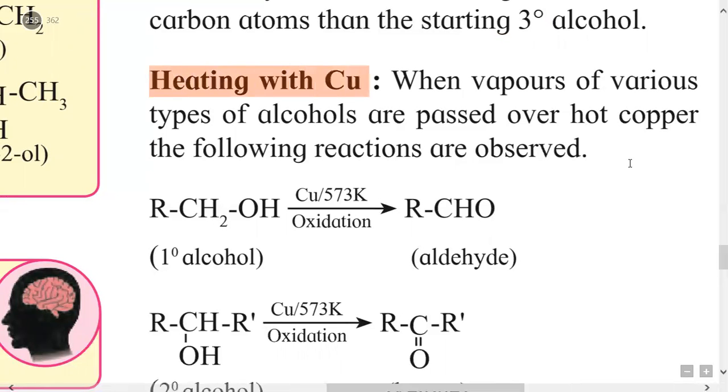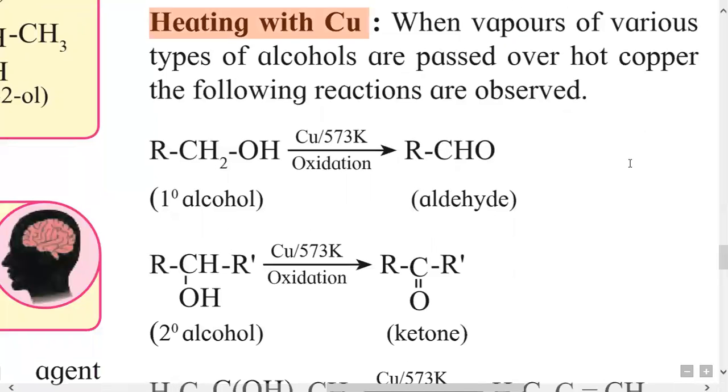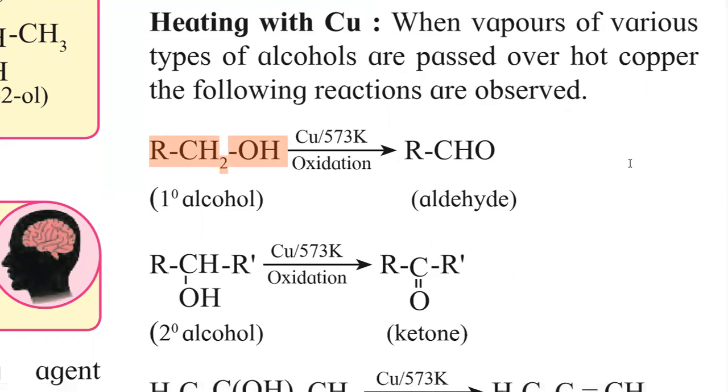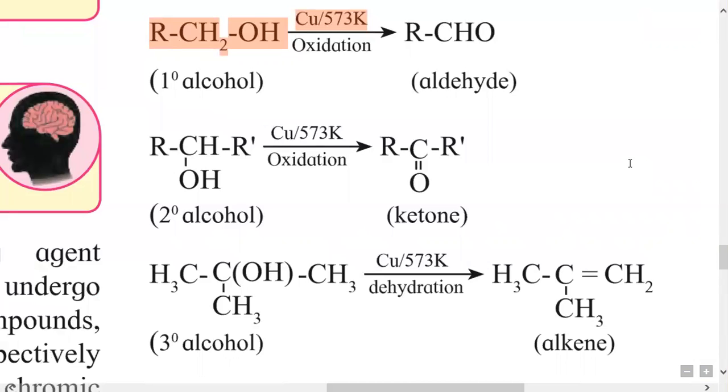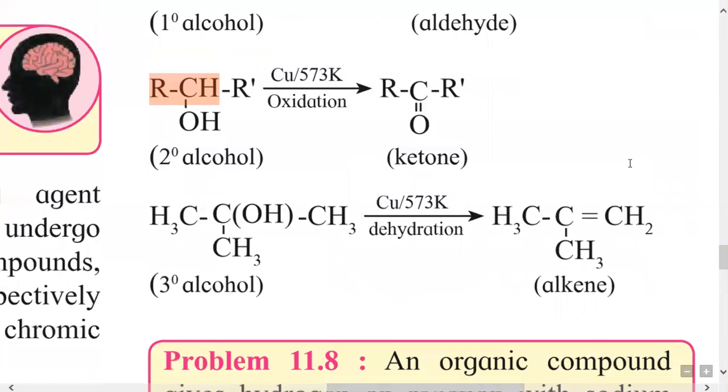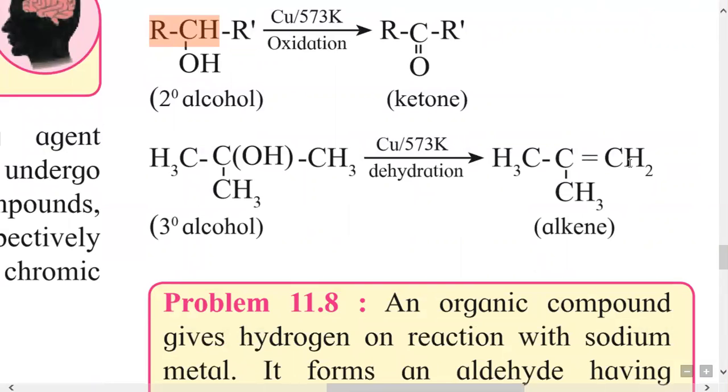Then heating with copper metal, this is again oxidation reaction. Here the primary alcohol RCH2OH, when these vapors of primary alcohol are passed over copper metal which is heated at 573 Kelvin, then we get aldehyde having general formula RCHO. Similar oxidation of secondary alcohol takes place at similar conditions, and secondary alcohol is oxidized into ketone.